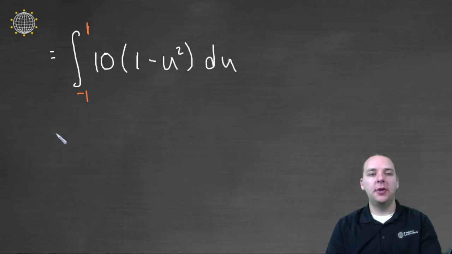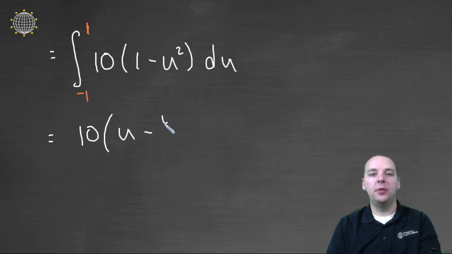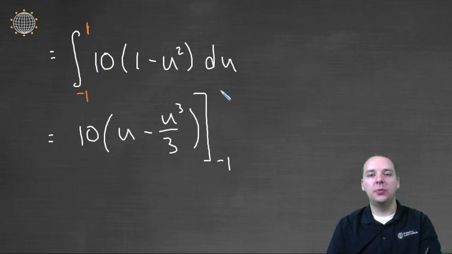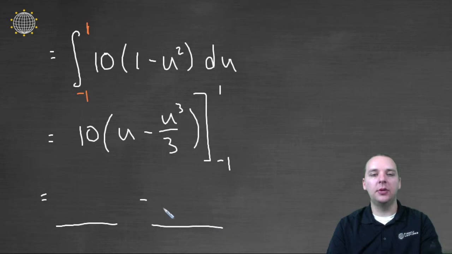All right, so this is a pretty straightforward integral to do. You could either distribute the 10 through, or you could pull it outside the integral. It doesn't really matter. We'll just keep it here. So we'll have 10. The integral of 1 would be u. The integral of u squared would be u cubed over 3. All right, because this is a definite integral, we put a bracket with minus 1 to 1, right? Little algebra left. You might be able to do this faster than I can. We'll give it a shot.